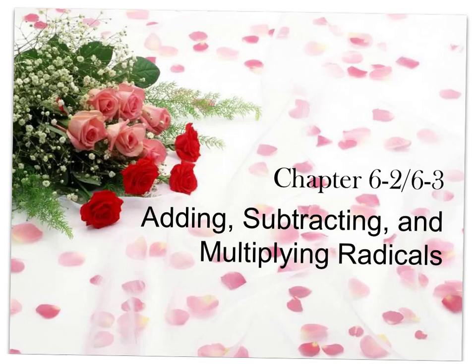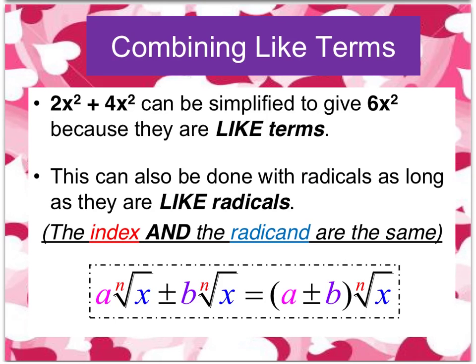Now we're going to be looking at adding, subtracting, and multiplying radicals. Let's say I'm adding 2x squared plus 4x squared. I'm allowed to add these because they are like terms. They both have the same last name, x squared. When we add them, we just add the coefficients and tack on the last name x squared.